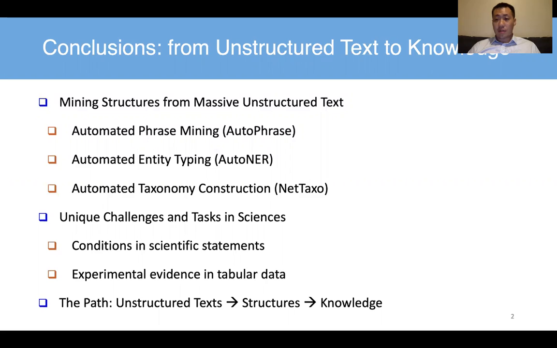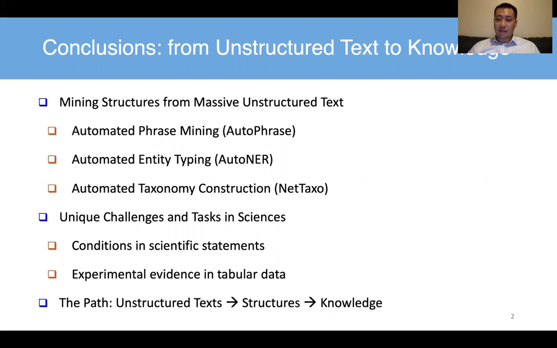We also talked about the unique challenges and tasks in sciences, including capturing the conditions of the scientific claims in the statement sentences, and extracting the experimental evidence from the tabular data. So you can see the path here is we go from the unstructured text to the structures, either graph or table or entity nodes, the entities and the taxonomies, ontologies, to the knowledge.